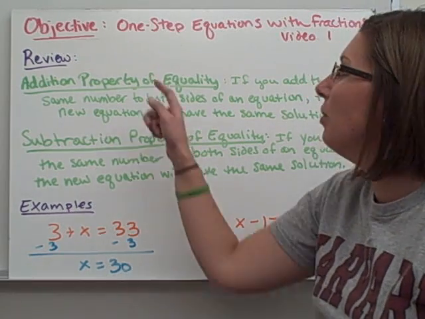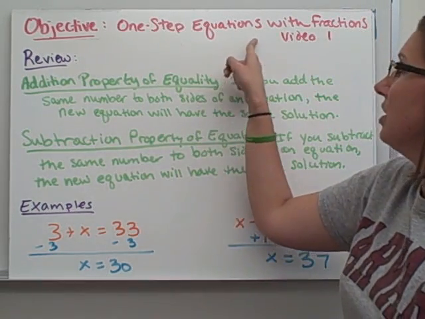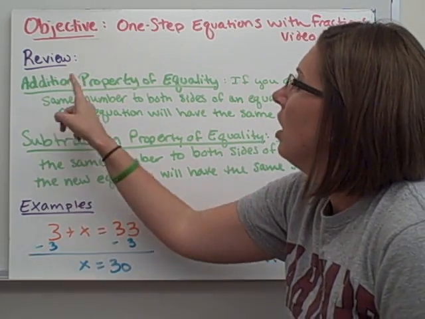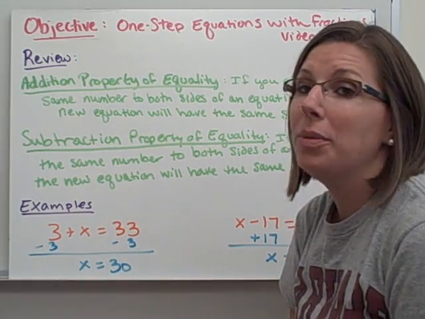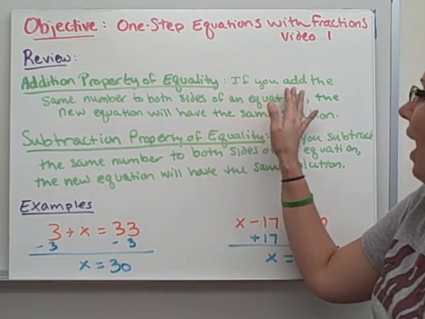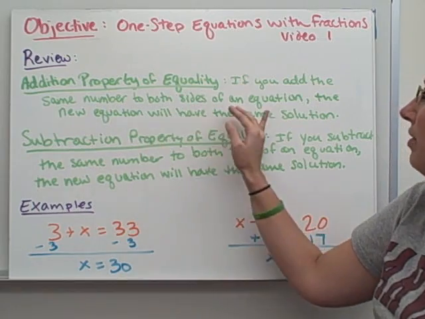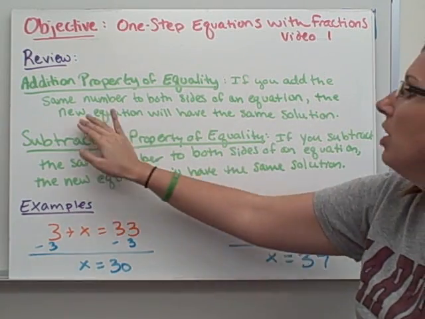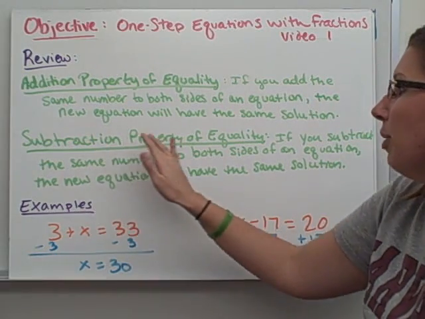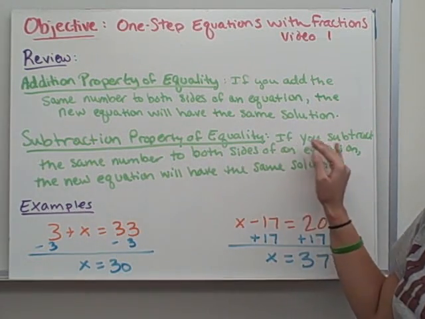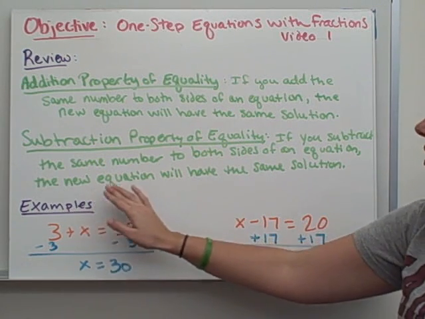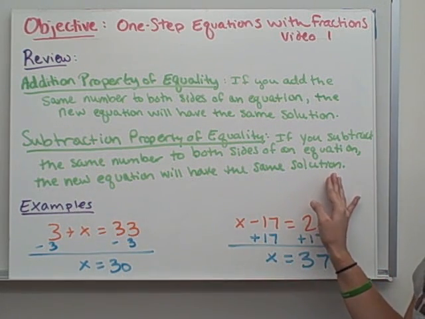Hey guys, today we are going over one-step equations with fractions. This is part one. To review, we have properties of equality. The addition property of equality states that if you add the same number to both sides of an equation, the new equation will have the same solution. The subtraction property of equality states if you subtract the same number from both sides of an equation, the new equation will have the same solution.